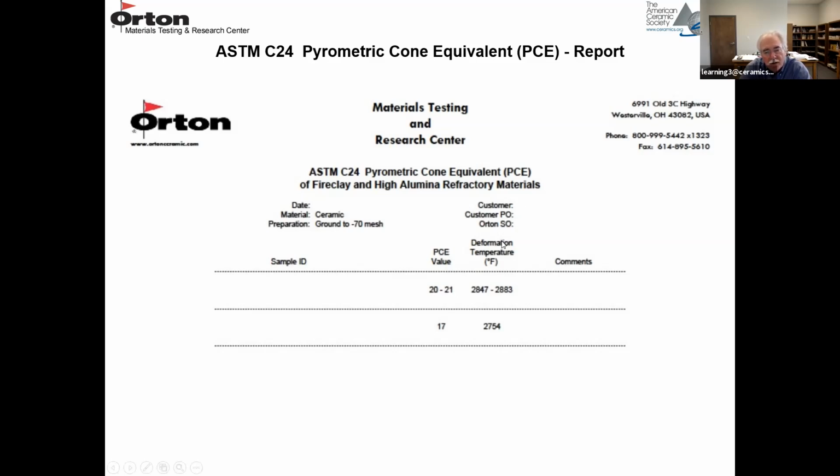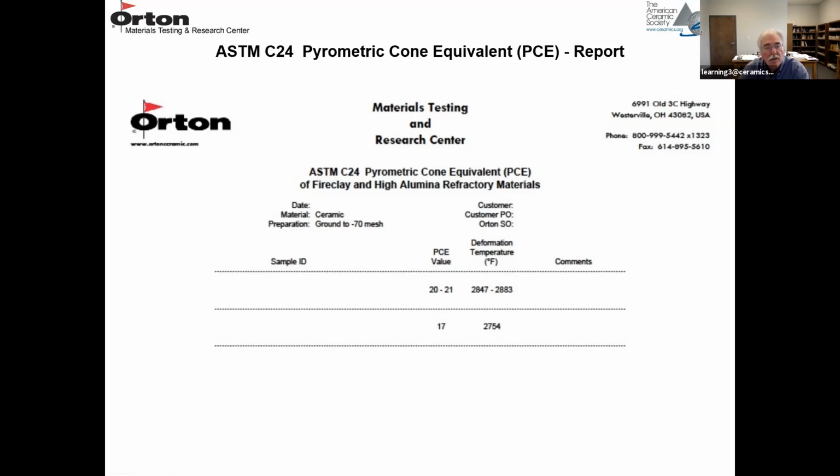I removed the customers and the sample IDs from all of these, so there are a lot of blanks, but you got a PCE value. This one was 20 to 21, and that corresponded to that deformation range, 2847 to 2883. So the sample cone bent between these two standard cones, 20 and 21. And this one, the PCE value of 17, bent at the same time as cone 17 did, and that's 2754 degrees F.